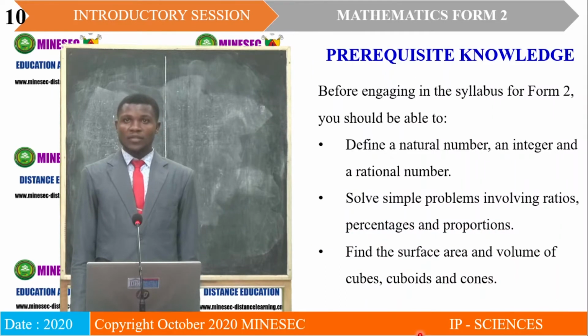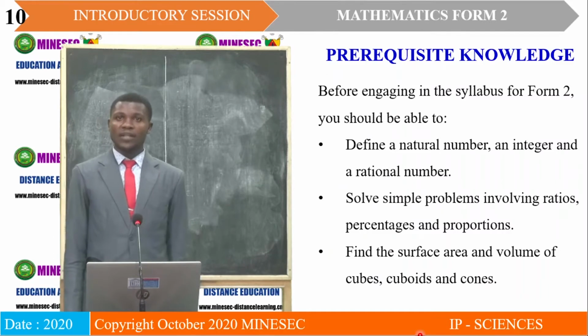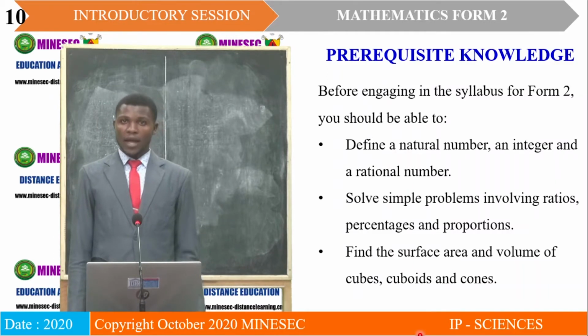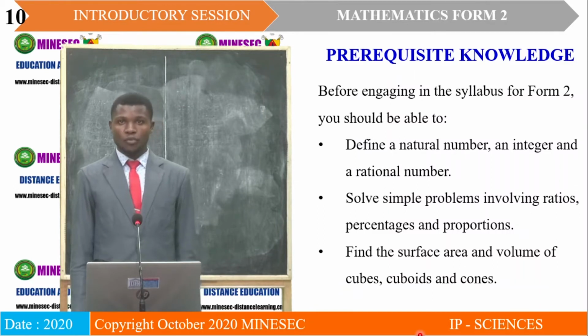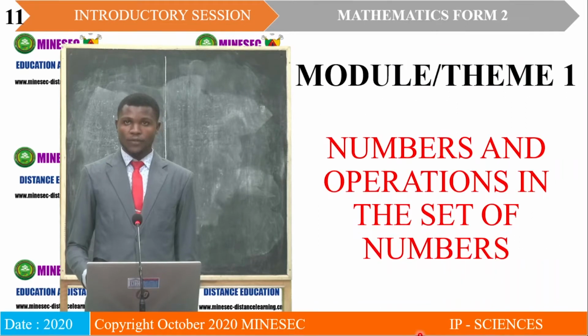Before engaging into the Form 2 program, it is important for us to recall the definition of natural numbers that we learn in Form 1, integers and rational numbers. It will also be good that we should recall how to solve simple problems involving ratios, percentages, and proportions, and also be able to recall how to find the surface area and volumes of cubes, cuboids, and cones.